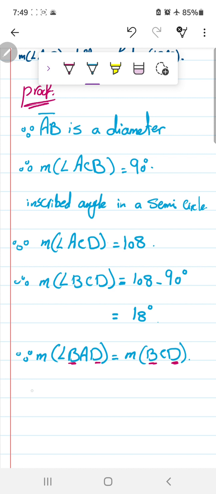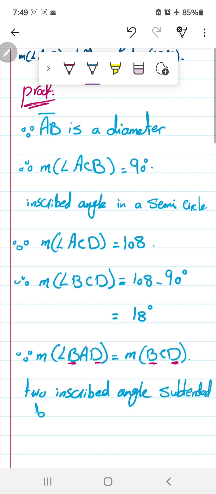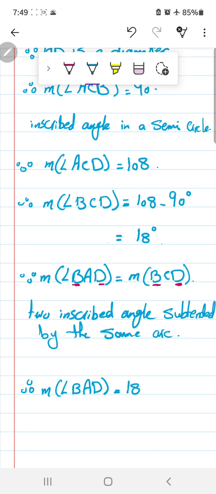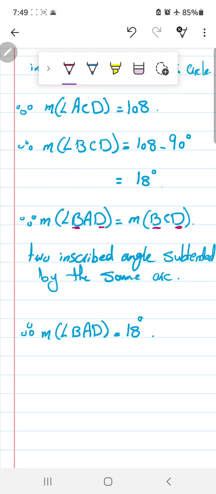Okay, why? Because two inscribed angles are subtended by the same arc, so we get the measure of angle BAD equals 18 degrees. Okay, thank you.